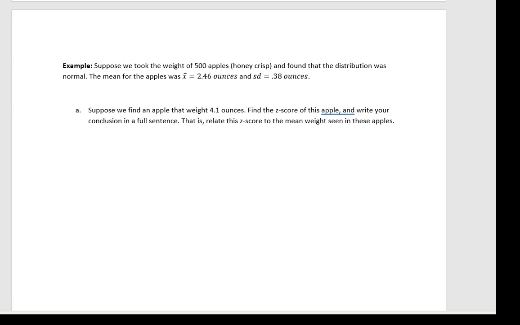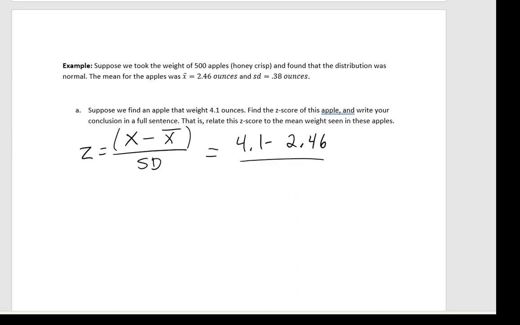So first off, the z-score for this is going to be positive because it's bigger than the average. But we want to know, is it abnormally big? So when we're doing the z-score, we're going to be using this formula. When you're typing in your calculator, make sure that you put parentheses around that top part so your calculator knows that you're grouping it together. Otherwise, you're going to get the wrong answer. So when we type this into our calculator, 4.1 minus 2.46 divided by 0.38, we're going to get 4.31.